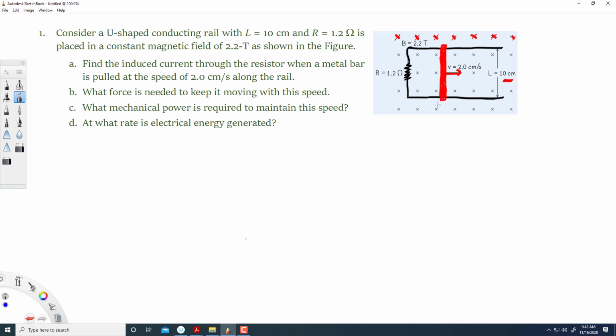So can you guys tell me which way would the positive charge move? Let's say you have a positive charge here. When I pull this to the right, pull the rod to the right, which way would the positive charge move? Will it move up or down?